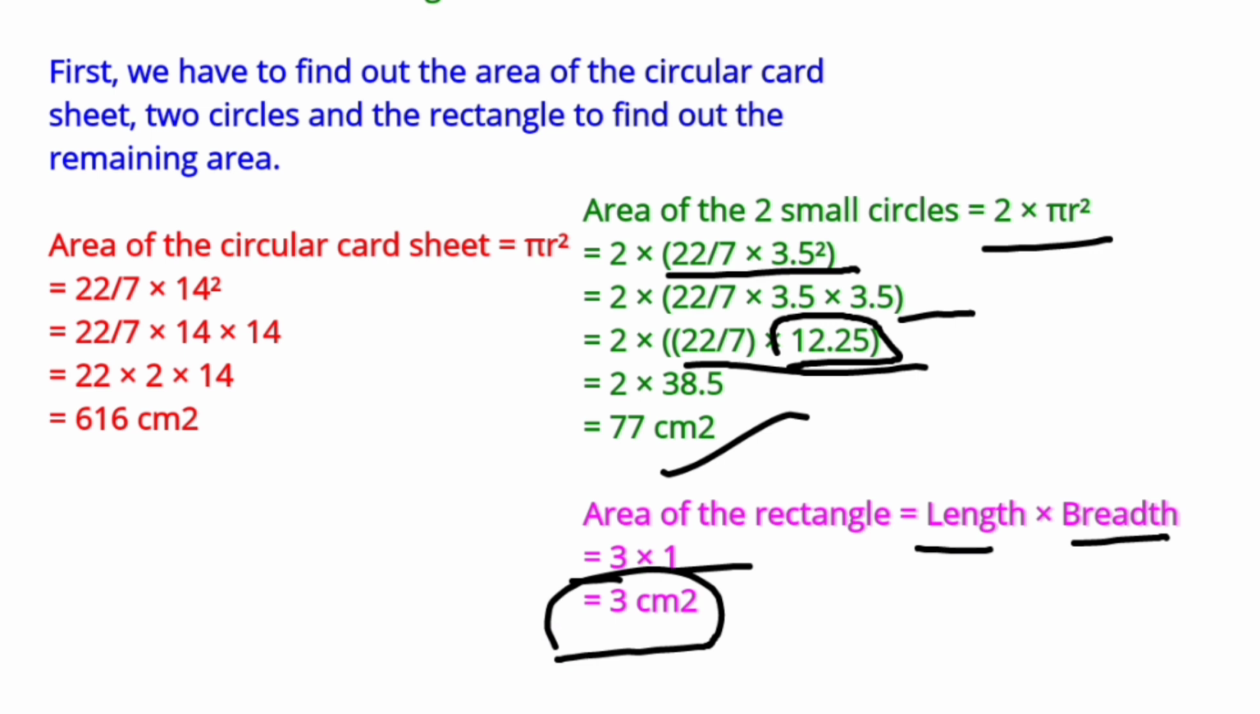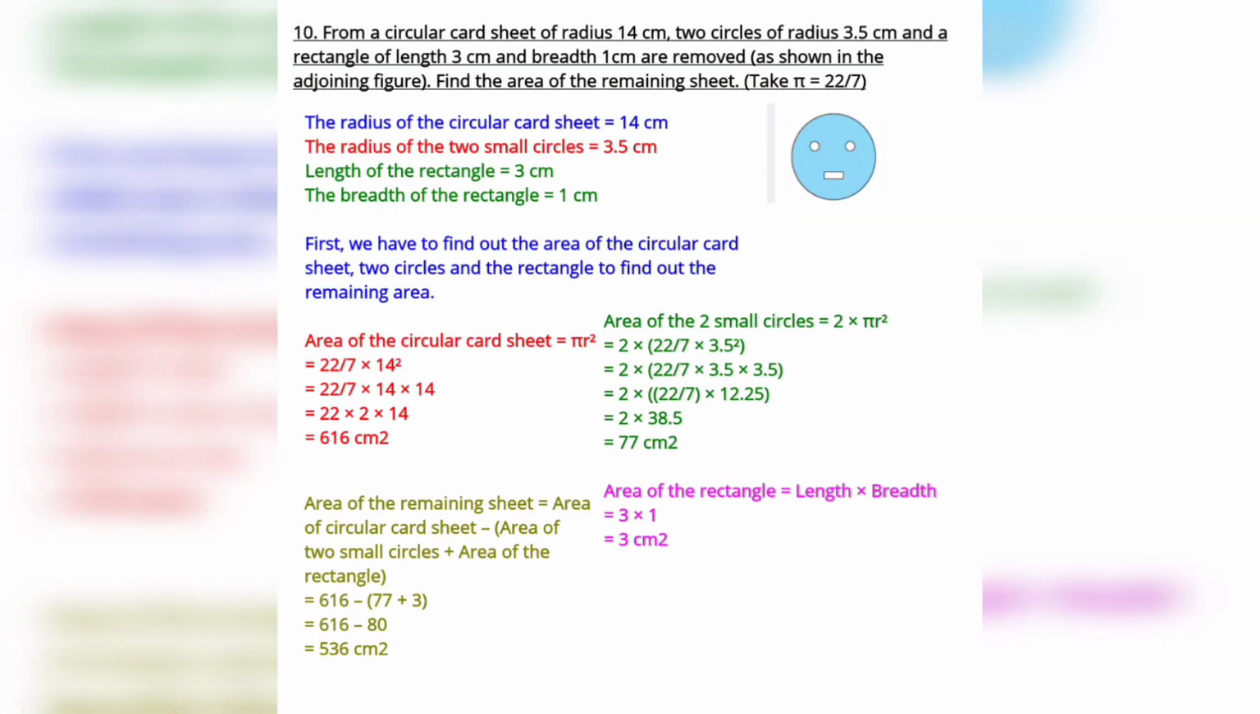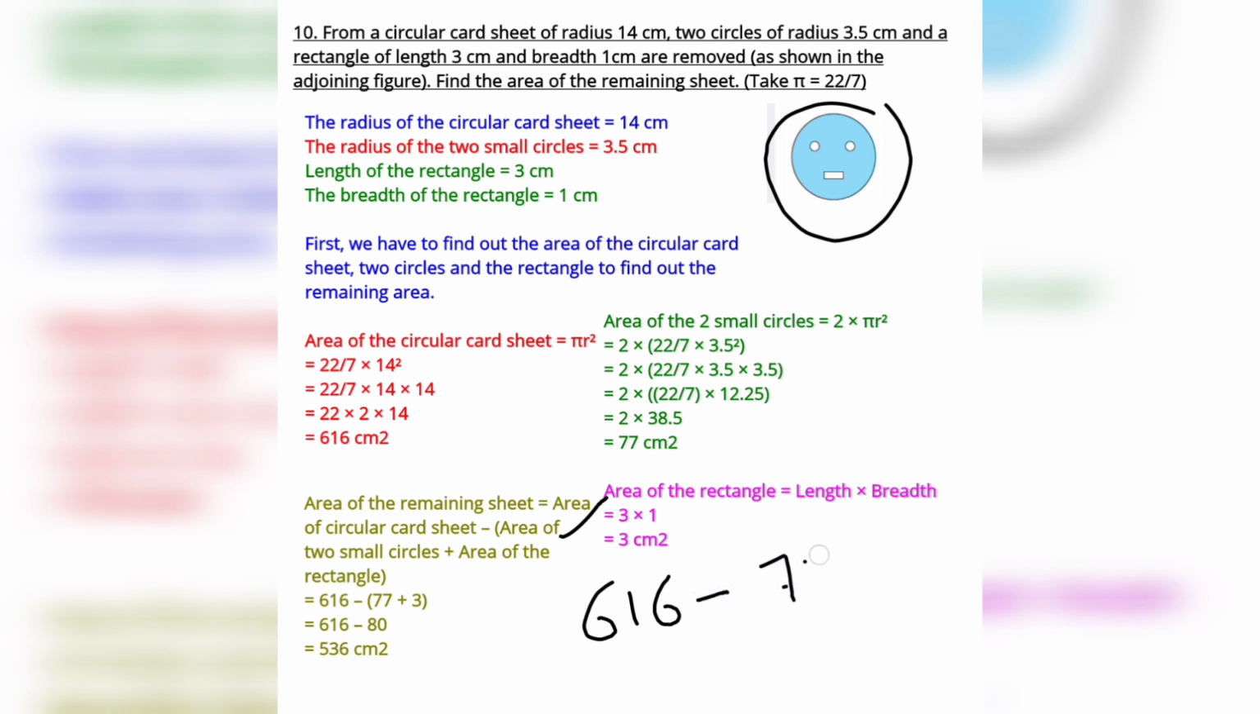Now we are having area of all these shapes. Now we will calculate the area of remaining sheet. Area of remaining sheet will be area of circle minus area of all other given shapes inside the circle. So I have written area of remaining sheet is equal to area of circular card minus area of small circles plus area of rectangle. So let's write its values. Area of card sheet is 616, minus small circles is 77 and area of rectangular sheet is 3.